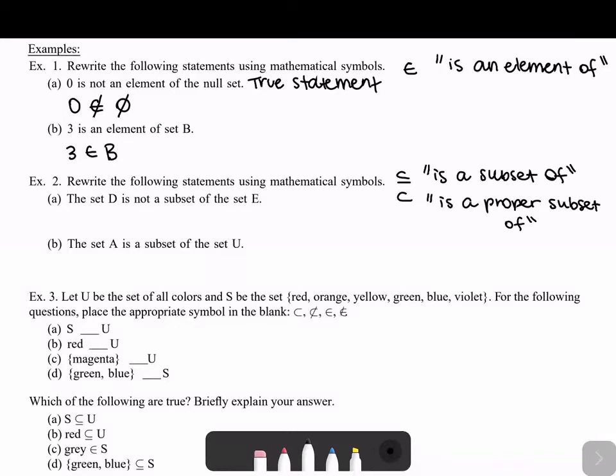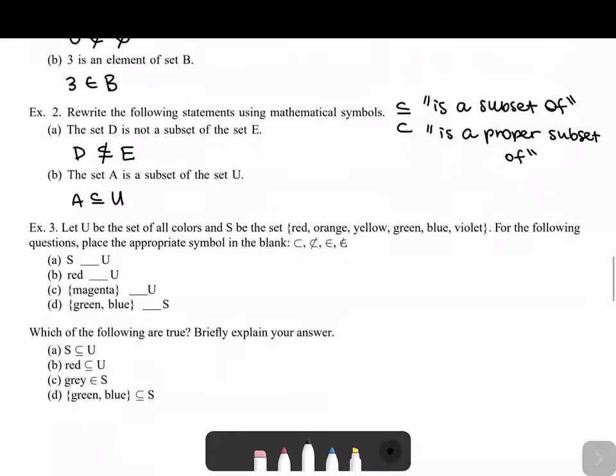So let's do this first one. We have the set D is not a subset of the set E. We start with the set D and then the subset symbol, but this says it's not a subset of the set E. This follows similarly to the one above it. D is not a subset of E. And the next one, we have A is a subset of the set U. So we have A, then the subset symbol, and then the set U. So A is a subset of U. This is how we translate between mathematical symbols and the English sentences we're given.